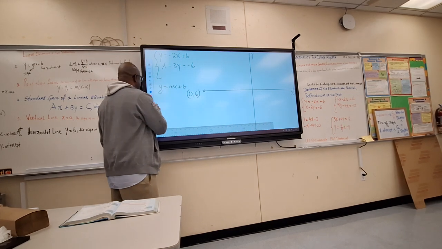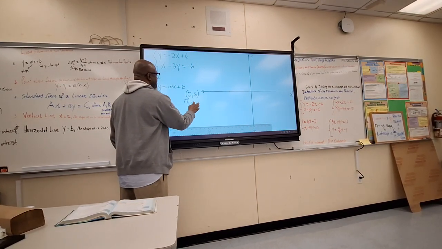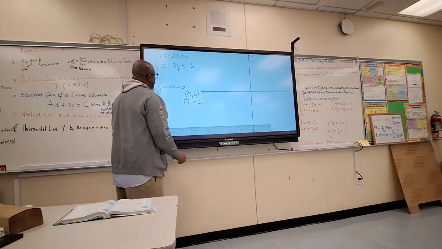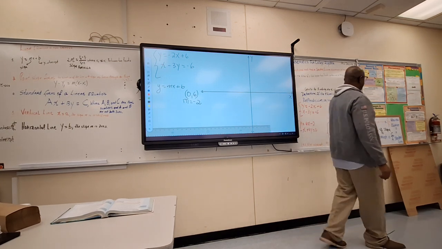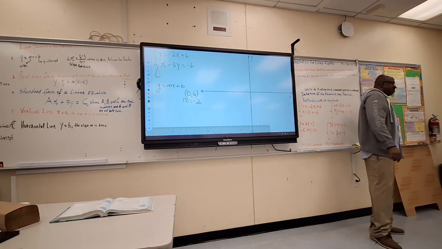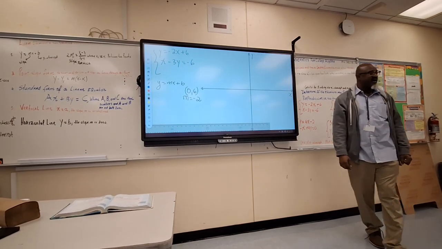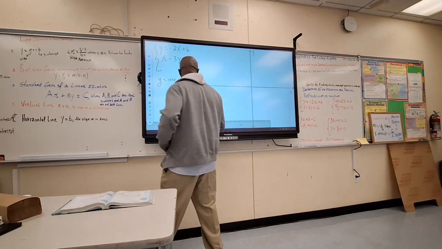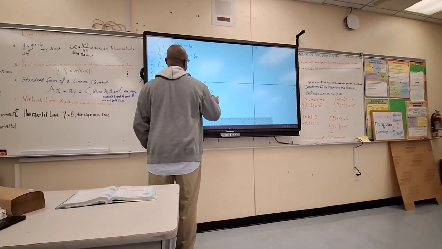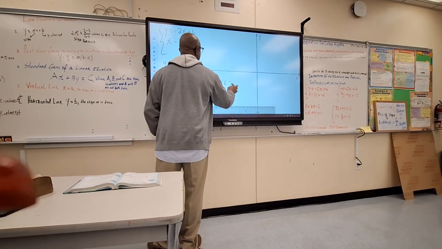And they also give me my slope. What is my slope? Negative 2. Right? Now, since it's not in standard form, I cannot use C over A to find my x. In this case, I will have to solve for x. So, if I'm solving for x, I have negative 2x plus 6 is equal to y.